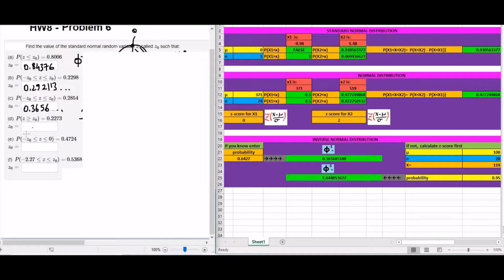Part D is asking the probability that z is greater than or equal to z naught is this probability. So let's rewrite it first.